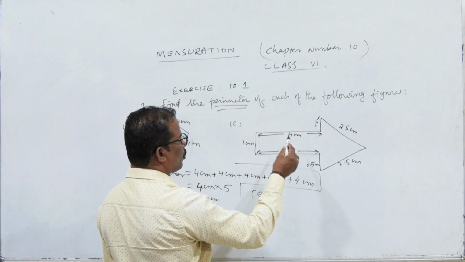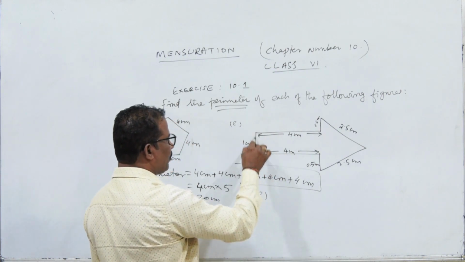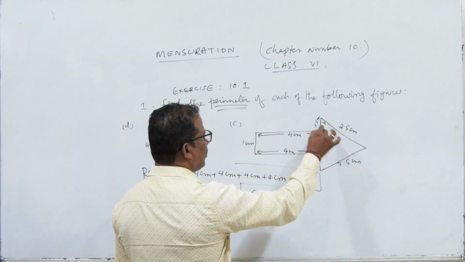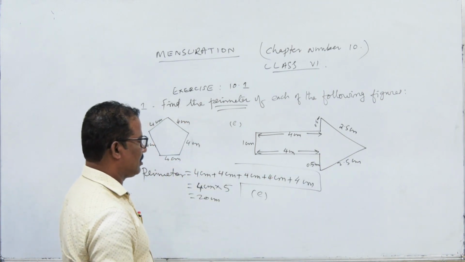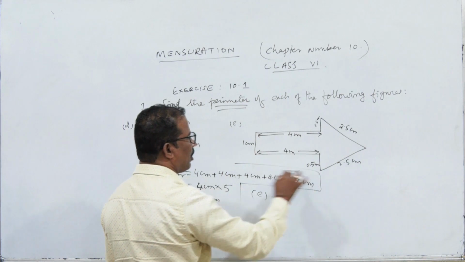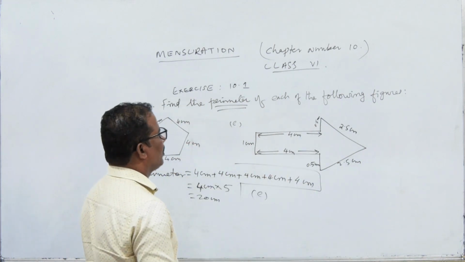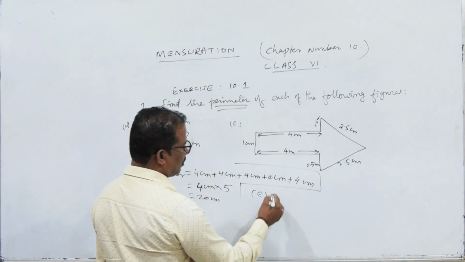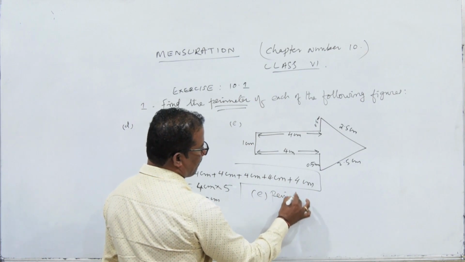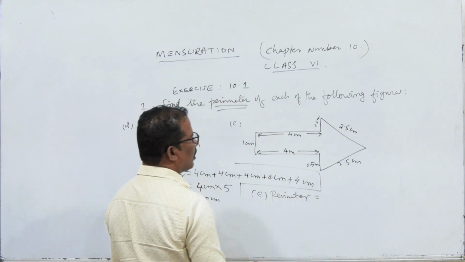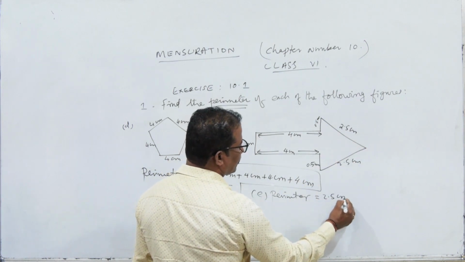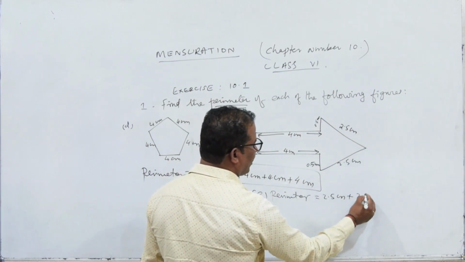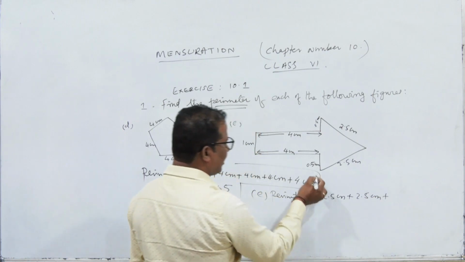so this figure has how many sides? Starting from here 1, 2, 3, 4, 5, 6, 7. So it has 7 sides. So the total sum of all the lengths of this boundary will give the what? Perimeter. So perimeter is equal to, we can start from here, say 2.5, then again 2.5 centimeter, then it is how much?